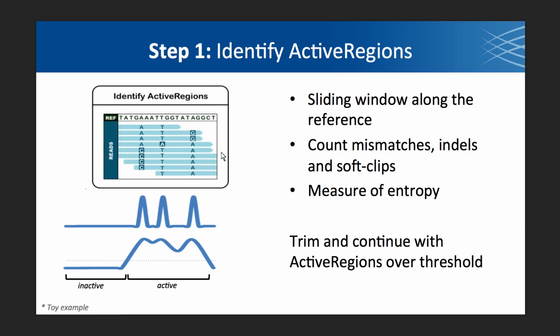And then we establish a cutoff. If the value of the function is below that cutoff, we say it's inactive. It's not worth computing on. There's no interesting variation there. And then we use the other cutoffs to determine the bounds of our active region that we're going to continue with into assembly.